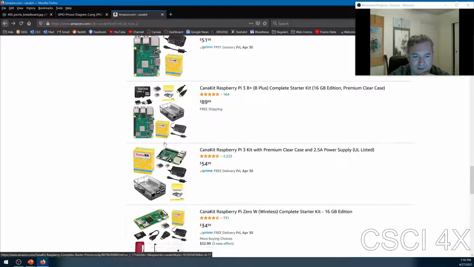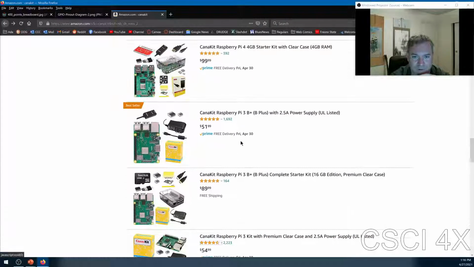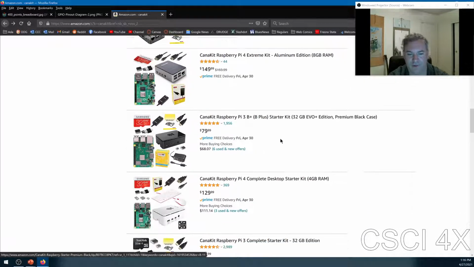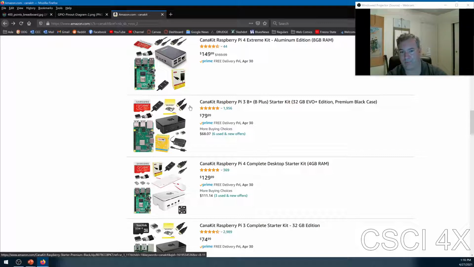So just search for one of the kits that have an SD card with it, and don't get a Pi Zero. Those things are not really designed for general purpose computing. But yeah, this one comes with a 16 gig, somewhere in that range. Yeah, $80. That'll do you. And then you can just hook up your Raspberry Pi to your monitor.